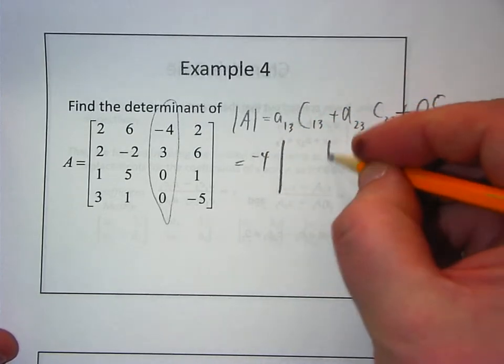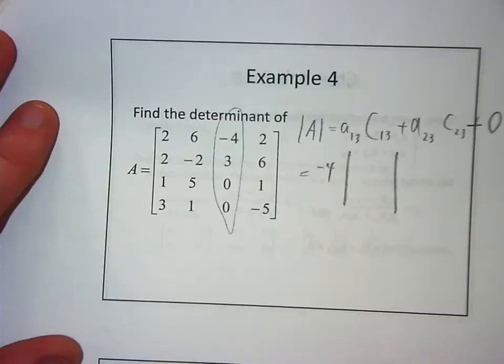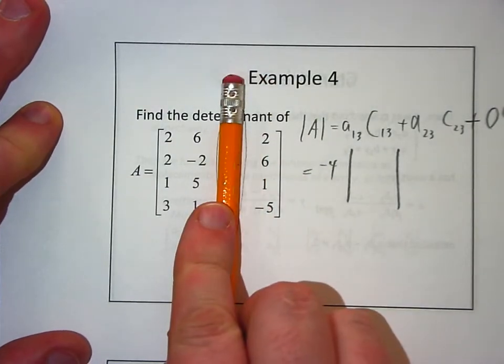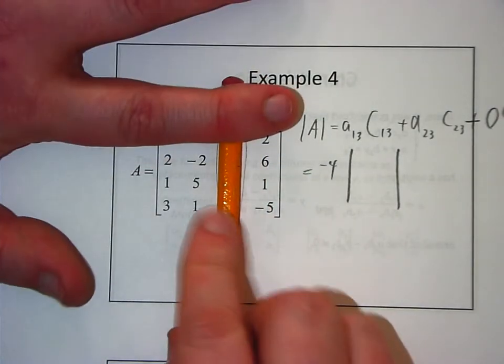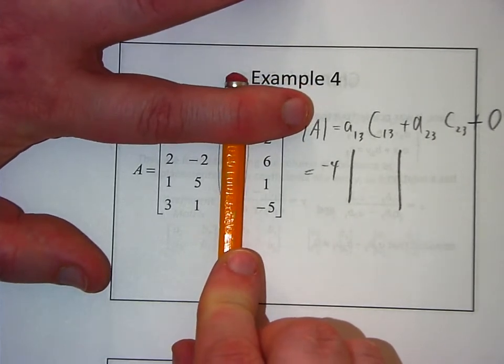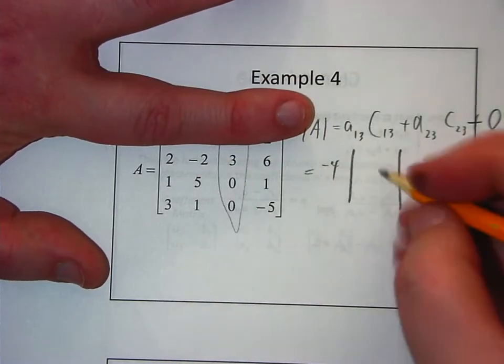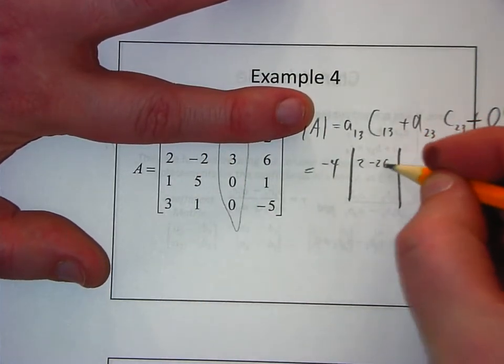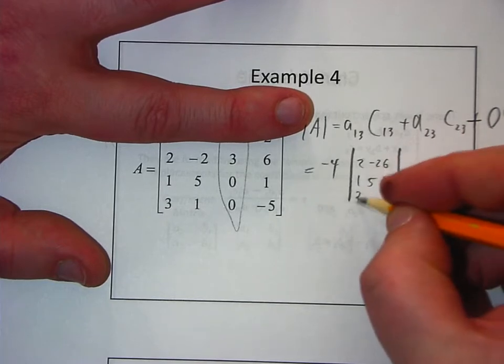now here's where it gets a little bit ugly, because if I eliminate this row and the top, or this column in the top row, there's the matrix that goes inside there. So you have 2, negative 2, 6, 1, 5, 1, 3, 1, negative 5.